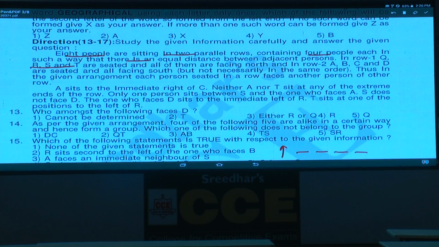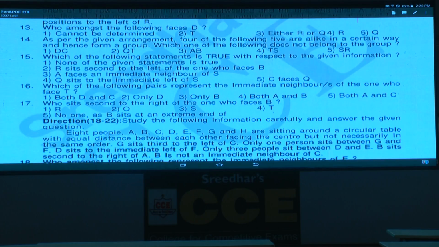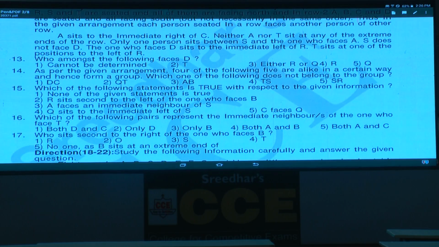Q to T are the persons in row 1, and in row 2 the persons are A to D, A, B, C, D, and these persons are facing towards south. Thus, in the given arrangement, each person seated in a row faces another person of the other row. That means these 2 persons are always facing each other. Then, condition number 1: A sits to the immediate right of C.